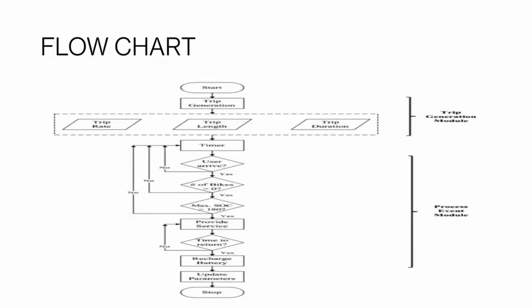Now, in the flow chart, we have the trip length, trip duration, trip rate, timer, user arrive, bikes, max SOC, service providing, time to return, recharge battery, upgrade parameters, stop.